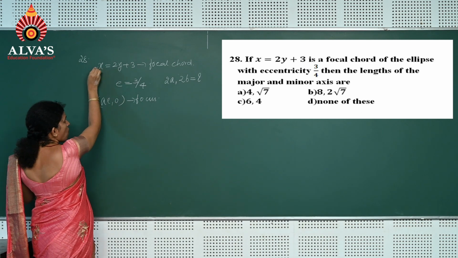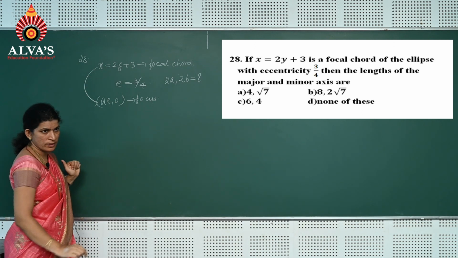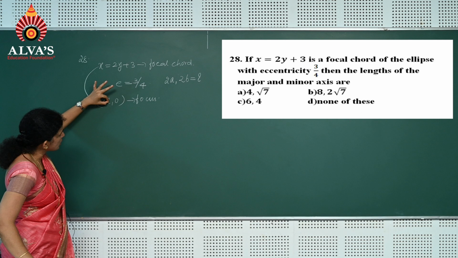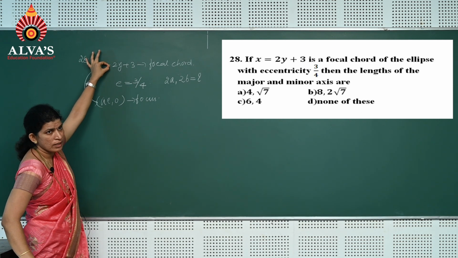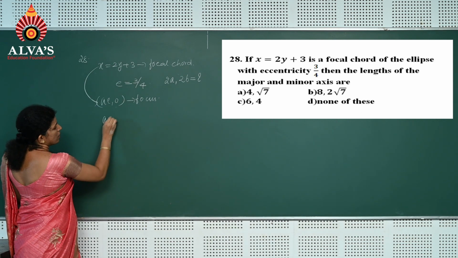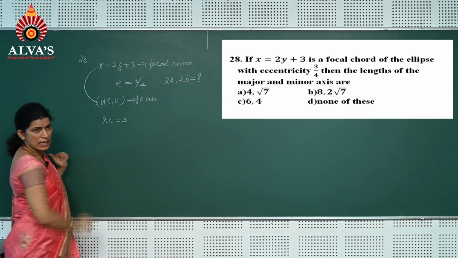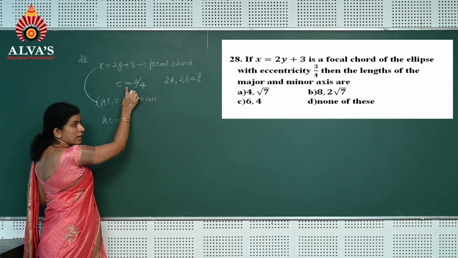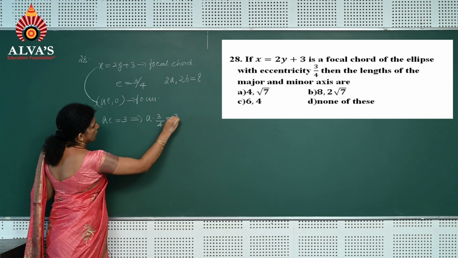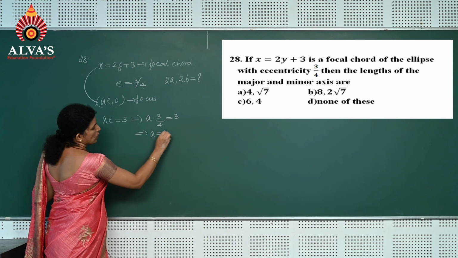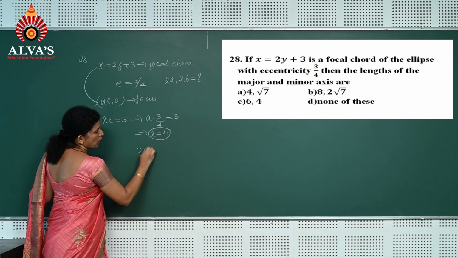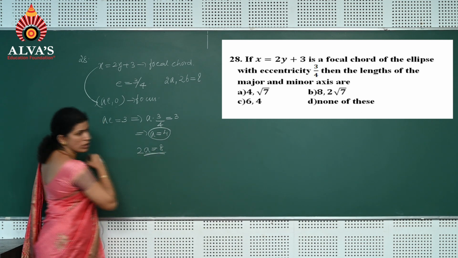Since it is a focal chord, it should pass through the focus. Focal chord passes through the point (ae, 0), which means this point should satisfy this equation. Replace x by ae and y by 0, we get ae = 0 + 3, that is ae = 3. But given that e = 3/4, so a into 3/4 equals 3, simplifying, we got a value as 4. So length of the major axis 2a = 2 into 4, that is equal to 8.